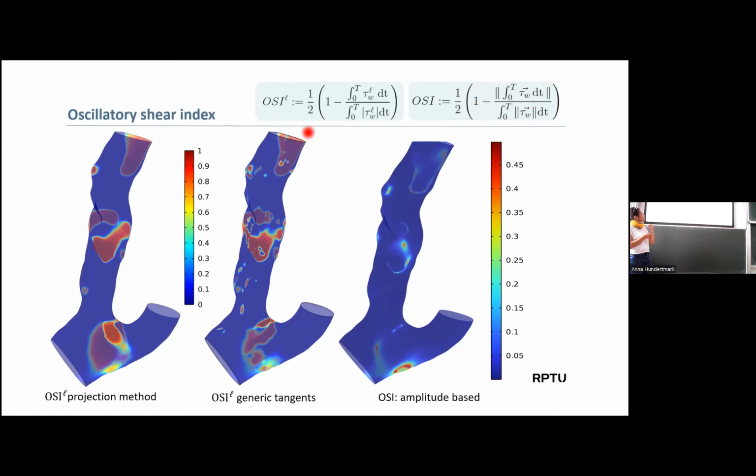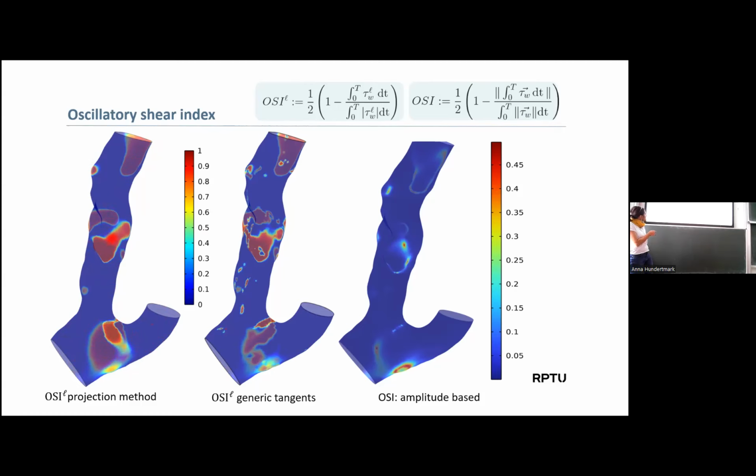But with this formula you can discover it, because if you have a minus sign over all times, the time integral over the cycle gives you the maximal value 1. So this is the case where on this figure the surfaces are red. These are the areas of very high oscillatory shear index 1. It means that in these areas there is a static vortex, which is static backflow, every time you have a helical side flow or backflow here.